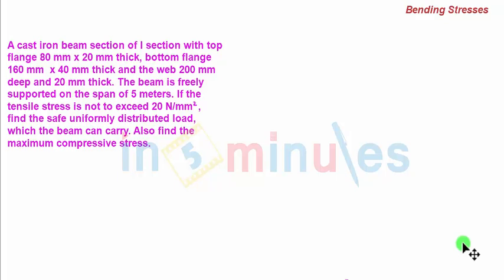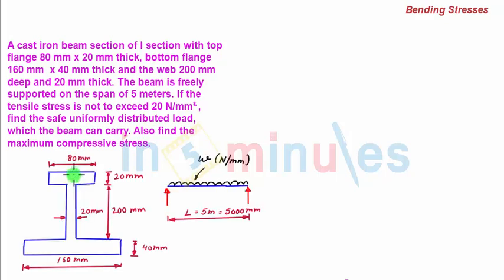So we first draw the representative figure for the beam as well as its cross section. The figure shows an I section of the given dimensions as in the problem. We have the top flange of 80 multiplied by 20 mm. Then this vertical part, which is called the web, is 20 mm thick and 200 mm deep. And we have the bottom flange whose width is 160 mm and thickness is 40 mm.